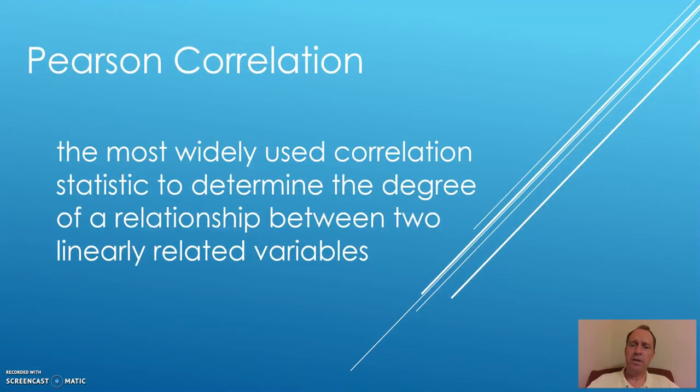The first correlation that we'll look at, and probably the most common and the most important, the most widely used correlation statistic, is the Pearson correlation, which determines the degree of a relationship between two linearly related variables. So if you have two continuous variables, and that's very important, the Pearson correlation can show the relationship between them as long as those variables are linear.